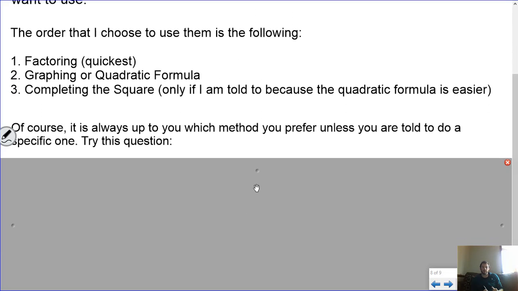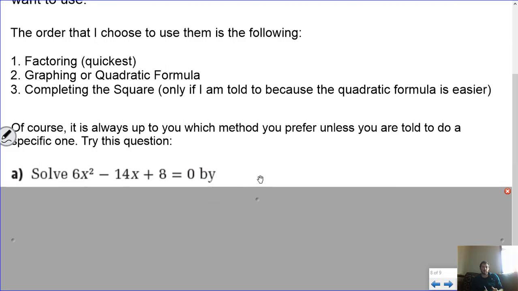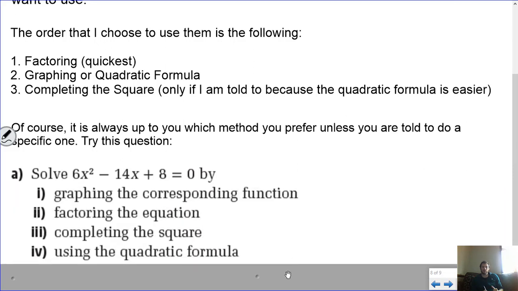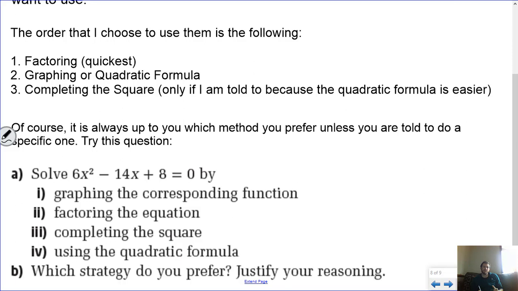So what I'll leave you with today is to try this question here by doing all four strategies and then seeing which one makes the most sense for you. What I would suggest is trying to factor first, because that is the quickest strategy. And if you get good at factoring, these questions become a lot easier. Okay, we'll call it there.